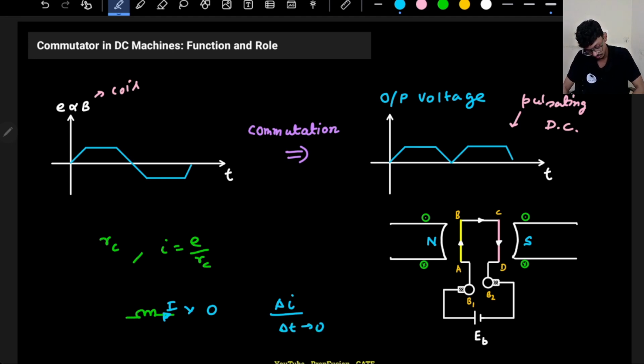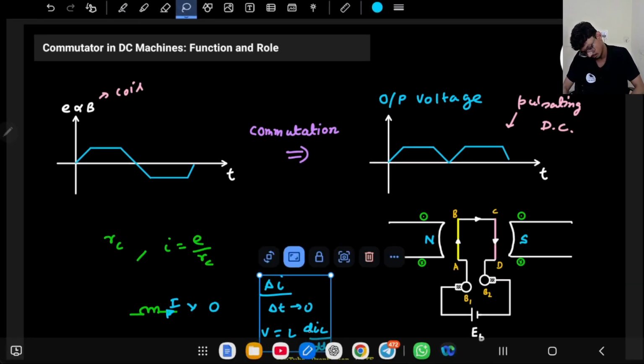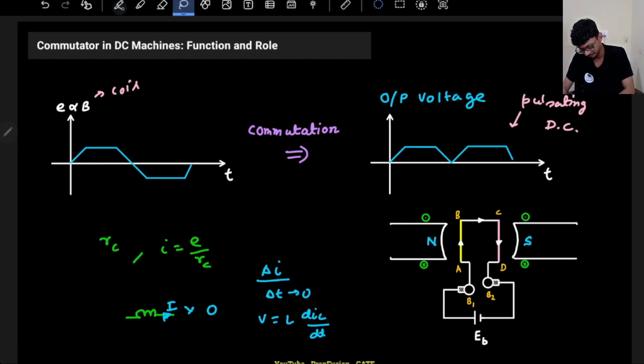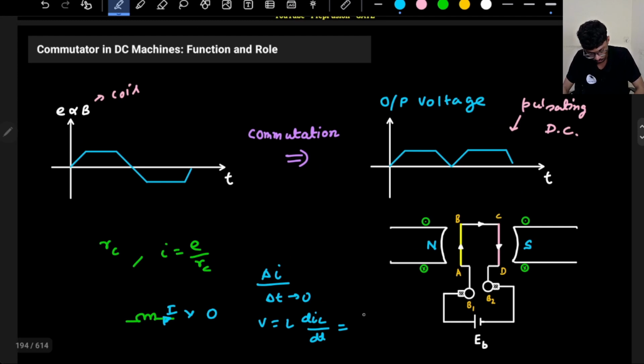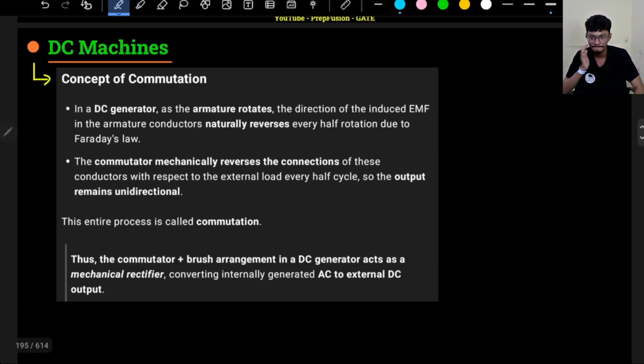So there is some delta I in a very small amount of time, delta t, tending to 0. That means a voltage will be induced. If you have studied inductors, there will be a reactance voltage, V equals L dIL by dt. I don't know L, but there is a finite change of current in a very small amount of time, so a very high reactance voltage will be developed that can damage the coils. That's why we don't want this.